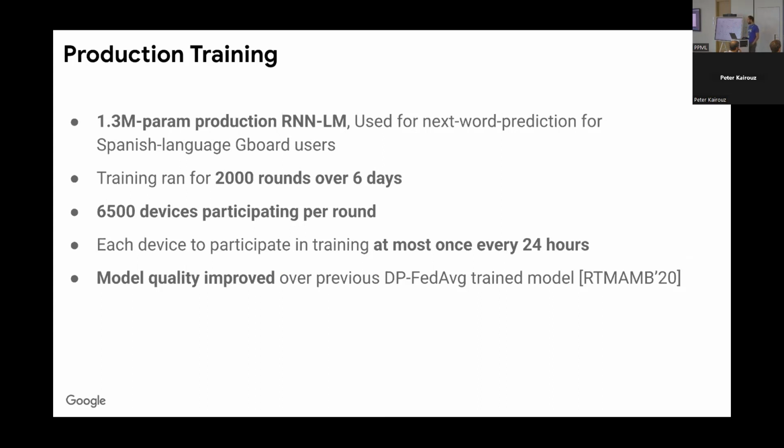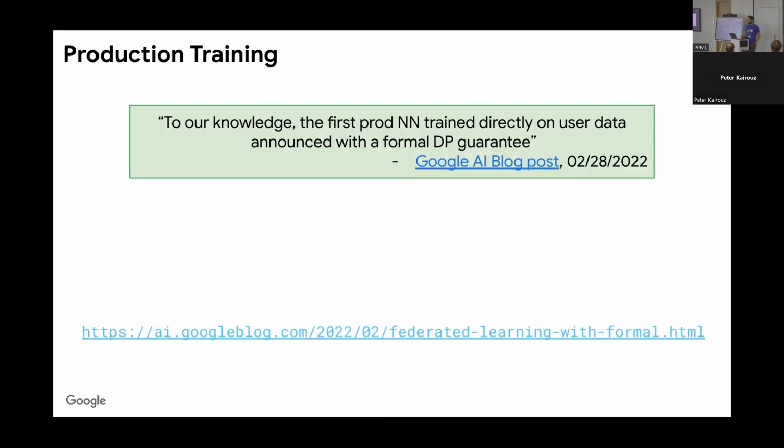We trained over 2,000 rounds. That's a very small number of rounds. We had 6,500 devices per round. And the model quality was actually better than whatever we had before this one. So not only were we able to train with DP, we were also in the process able to improve the model quality, just because of the architecture that we used at the time and the number of trainings.